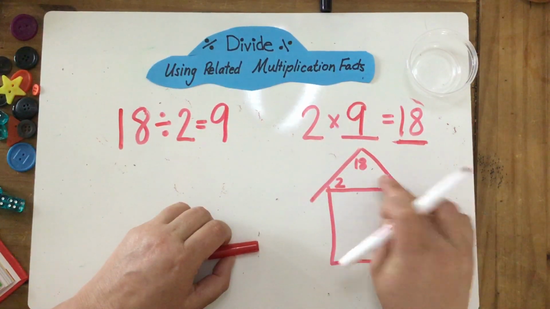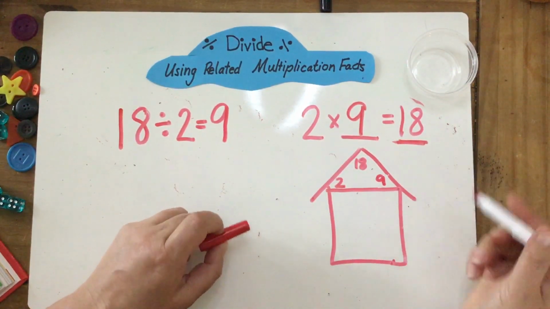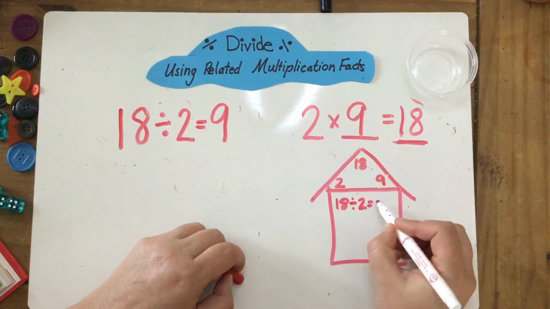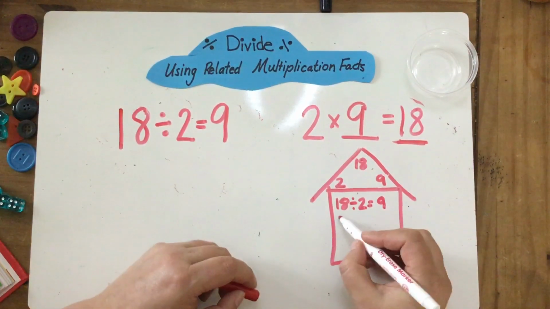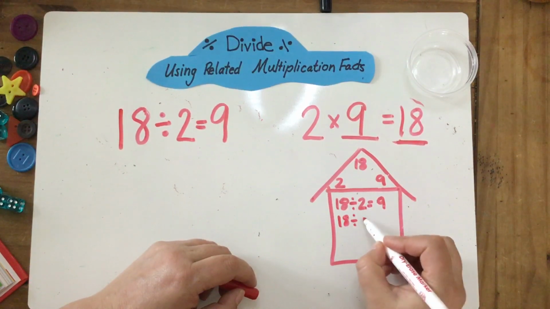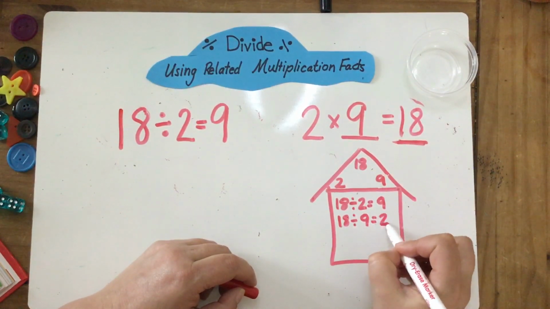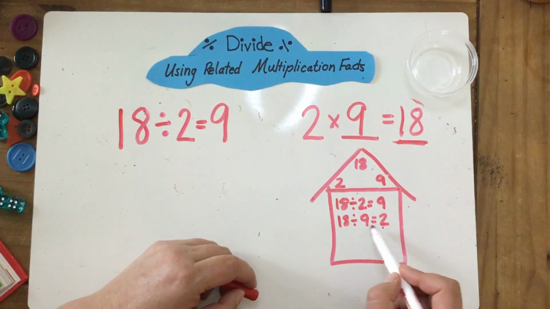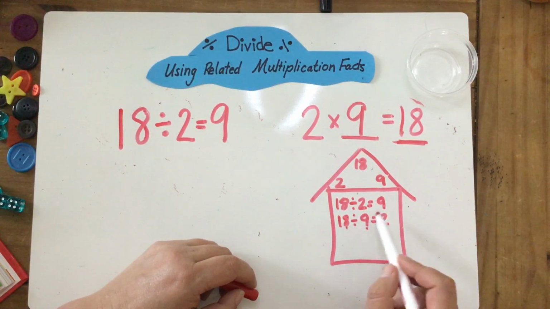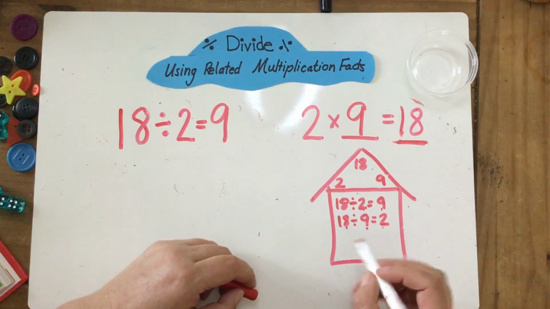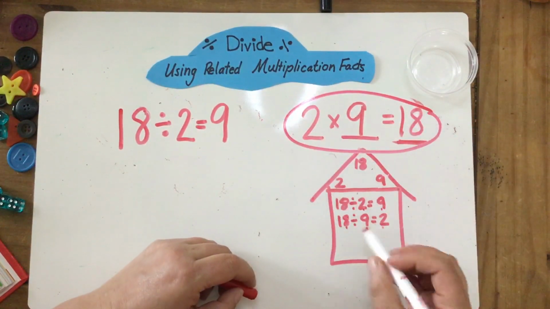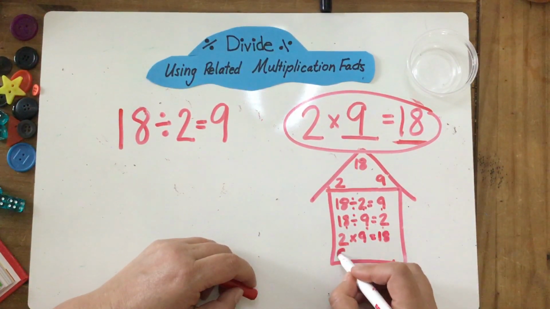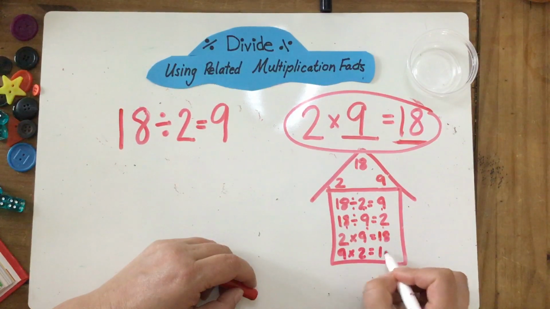Now let's remember the fact family that you used to do. Actually, probably right in first grade. So we knew that 18 divided by 2 would equal 9. But we also know 18 divided by 9 would equal 2. Because if we switched it around, 2 9s equal 18, and 9 2s equal 18. And our related multiplication facts would be 2 groups of 9 equal 18, and 9 groups of 2 equal 18.